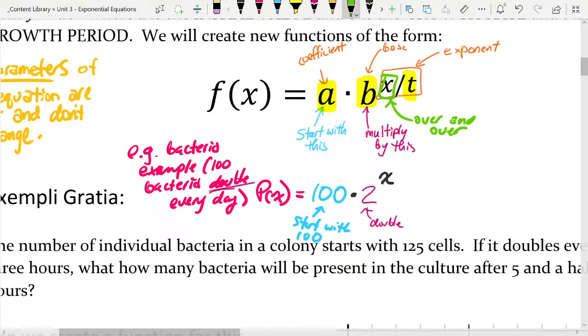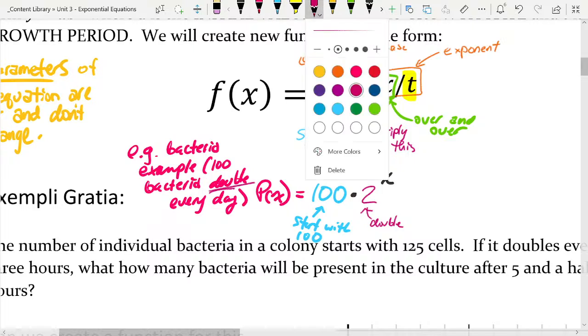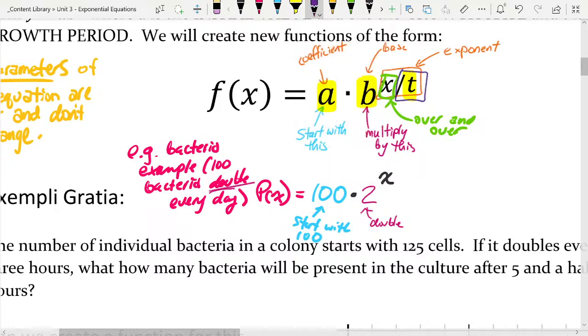If I wanted to double it 12 times, I would just set x equal to 12, right? And then it would double and double and double 12 times. If I wanted to double it 50 times, I would set x equal to 50. So what then is the divided by t doing? What does that provide for me? Why have I included that as a term? Divided by t is the period of time, the period required to do the multiplying. Does that make sense?